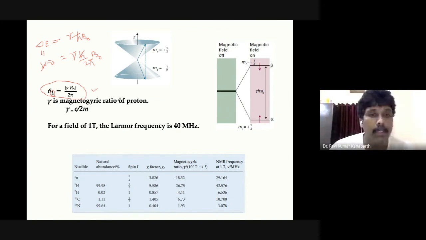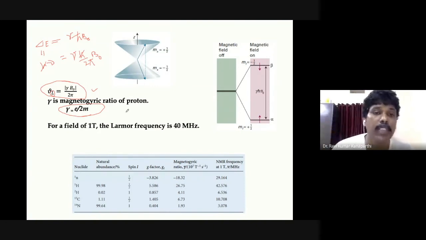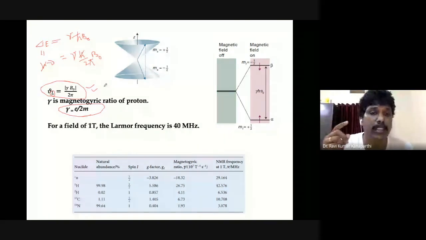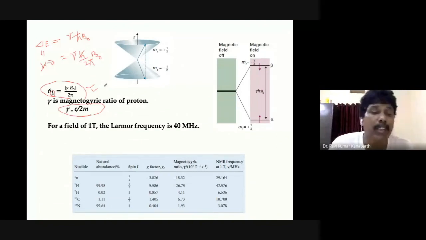That means when you keep a non-zero spin nucleus in an external magnetic field, it will precess at that particular frequency. What is that? This is the frequency. The moment you keep it in an external magnetic field, it will basically precess. What is that precessional frequency, the precessional motion? These are really related.